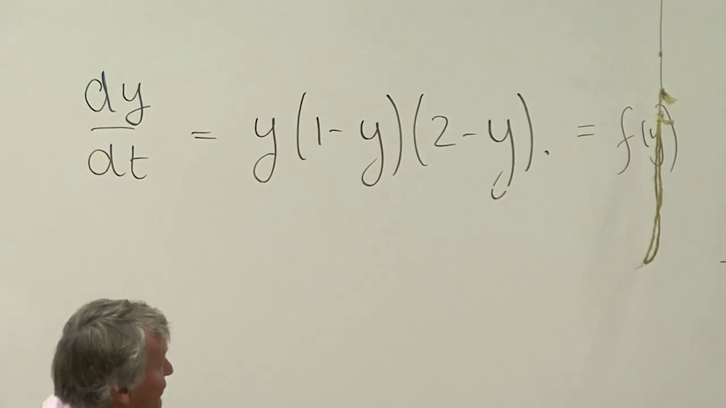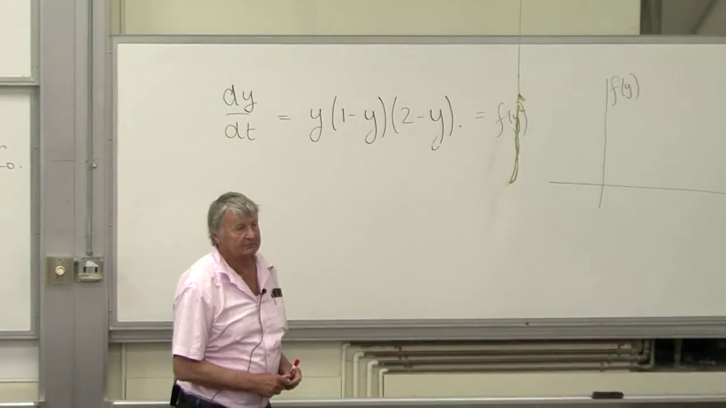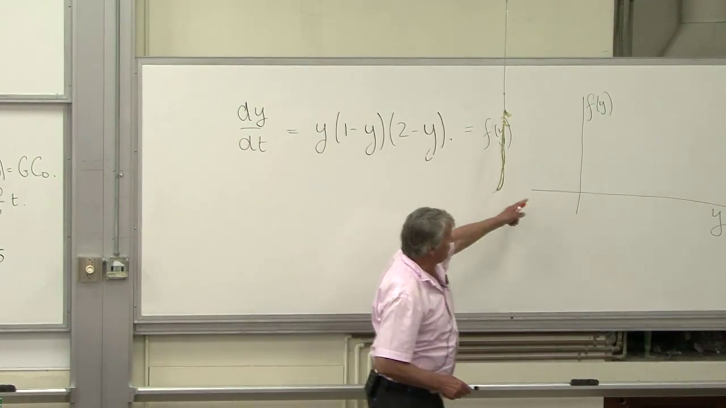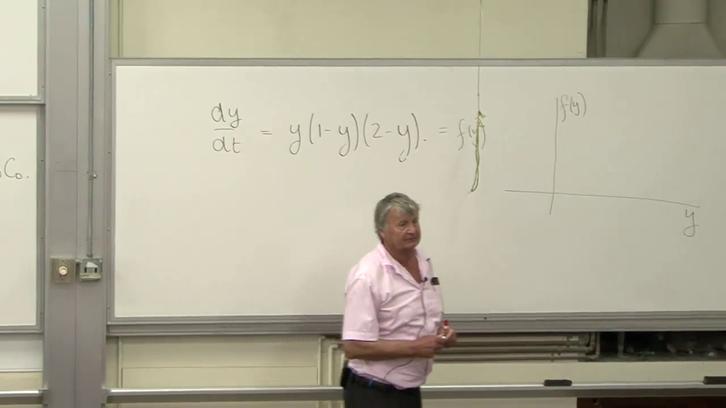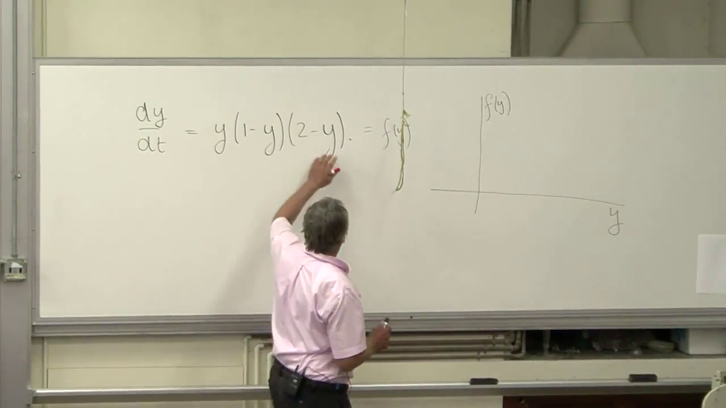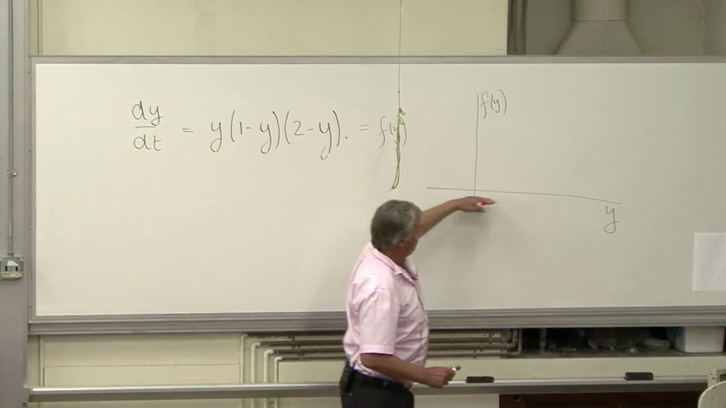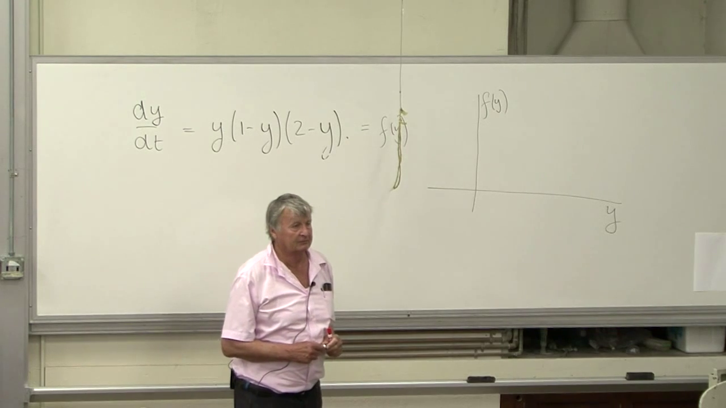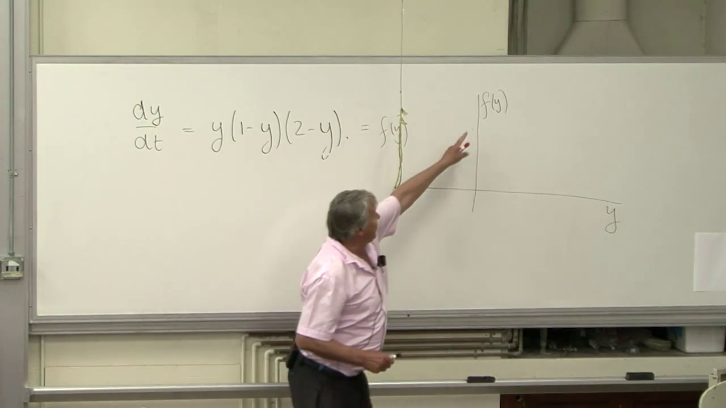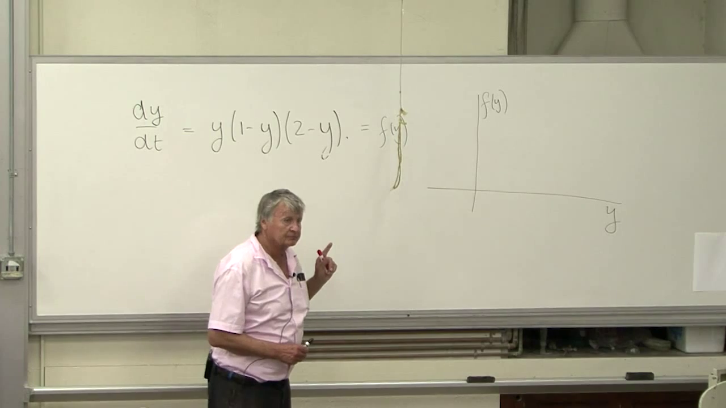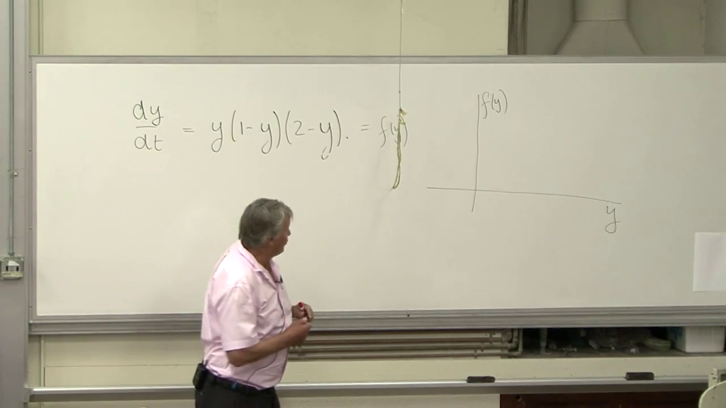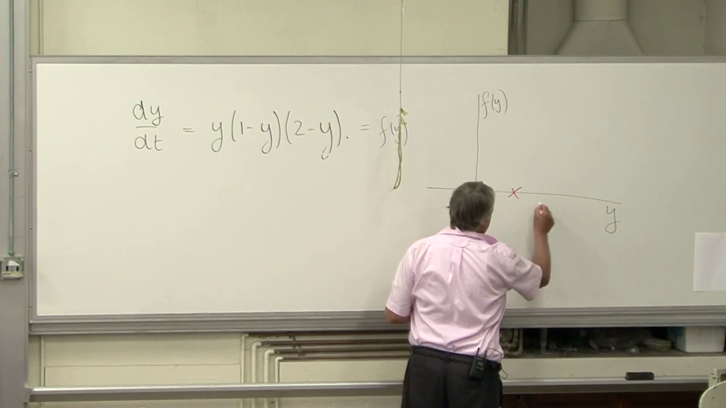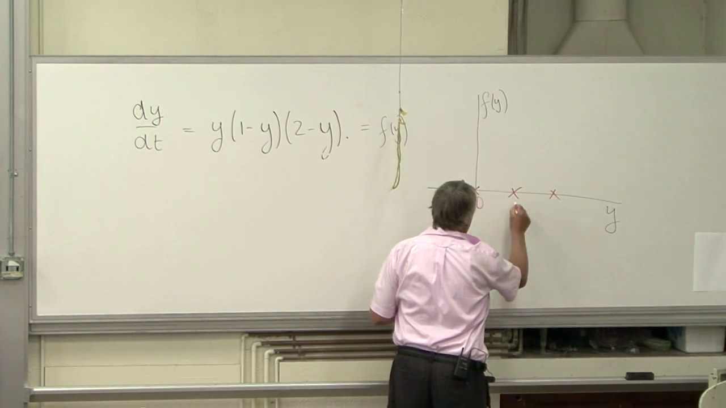So, can you tell me roughly what this graph looks like? Really, I just want to know, first of all, where is it going to hit the axis? Where is the graph of this guy going to hit the y-axis? In other words, where is f going to be 0? 0, 1, and 2. Very good. Okay. 0, 1, 2.